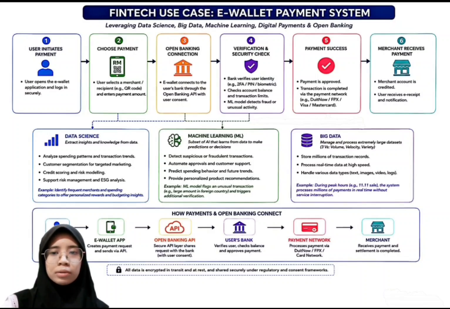Next, machine learning. It allows the system to learn from past data and make predictions or decisions automatically. One important use of machine learning is detecting suspicious transactions. For example, if a user normally makes small payments in Malaysia, but suddenly there is a very large transaction from another country, the machine learning model may identify it as unusual and trigger an additional security check.